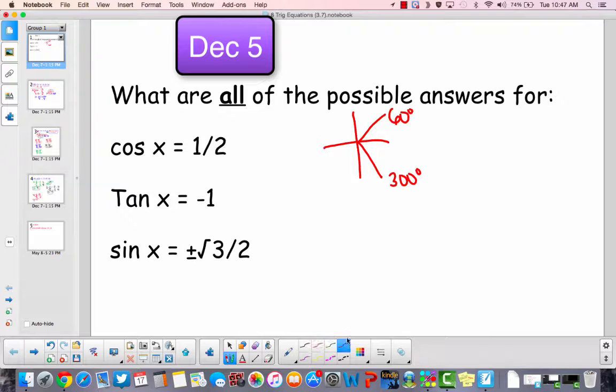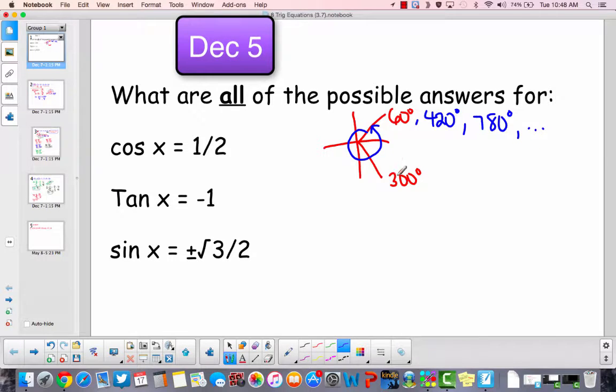But that says all of the possibilities. So if we go around the circle another 360 degrees, not only is it 60 degrees, but it is also 360 plus 60, which would be 420 degrees. Okay. And we could go around again. So it's 420 plus 360, which would be 780 degrees. And it would just keep going.